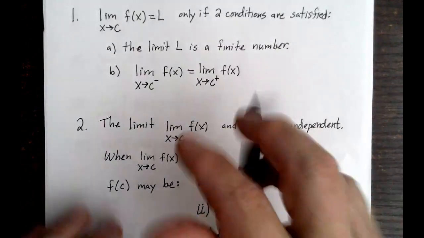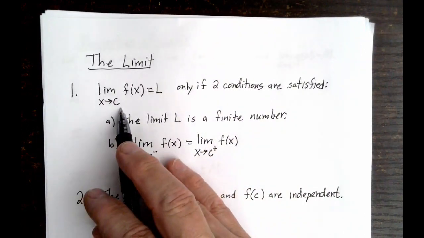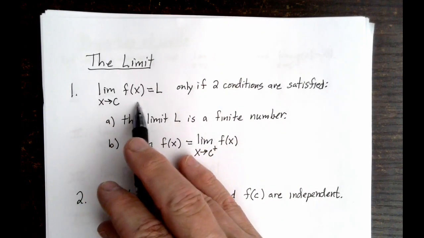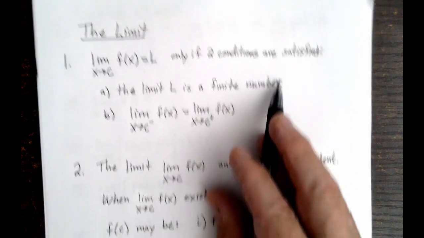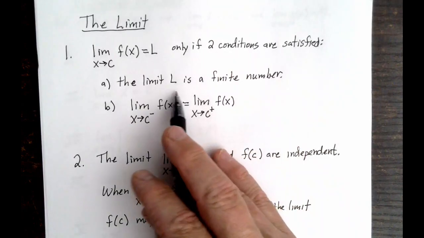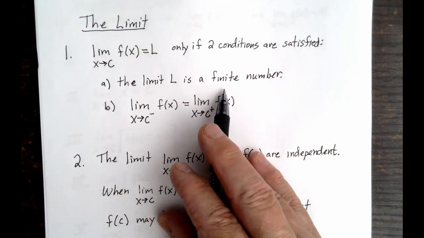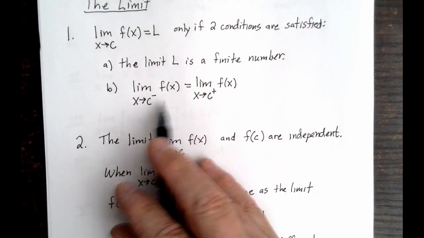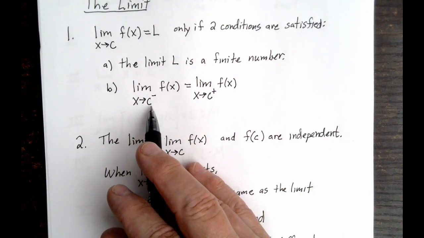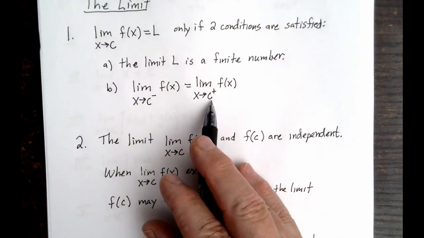So, a limit. What is a limit? A limit, as x approaches some constant for some function, equals some number L, only if 2 conditions are satisfied. Number 1, the limit L is a finite number. It can't go off to infinity or minus infinity. And the second part is the limit as x approaches that number from the left equals the limit as x approaches that number from the right, and they're equal to each other.